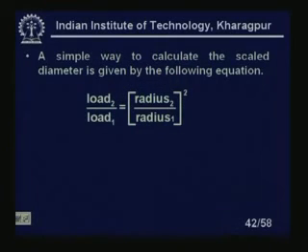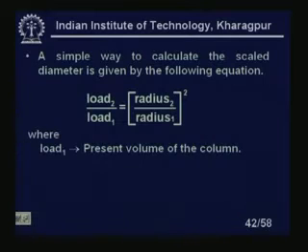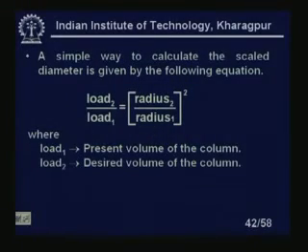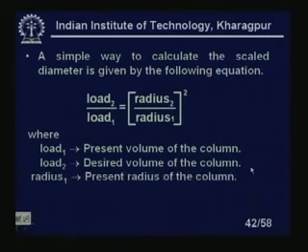Let us look at a simple way to calculate the scaled diameter, given by the following equation. Load 2 upon load 1 equals radius 2 upon radius 1, squared. What are load 1 and load 2? Load 1 is the present volume of the column, and load 2 is the desired volume of the column. Radius 1 is the present radius of the column.